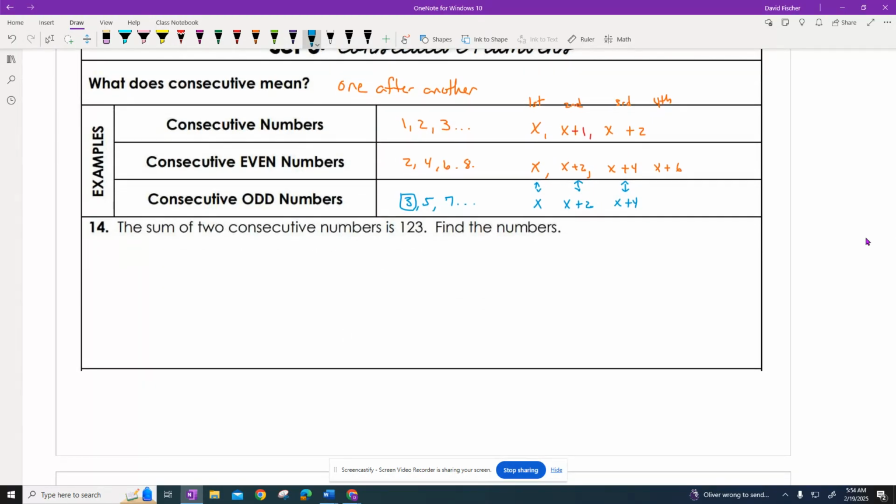So, the sum of 2 consecutive numbers, so consecutive means one right after the other. Sum means we're going to add these 2 numbers, is, there's my equal sign, 123. So we're going to let x be the first number.